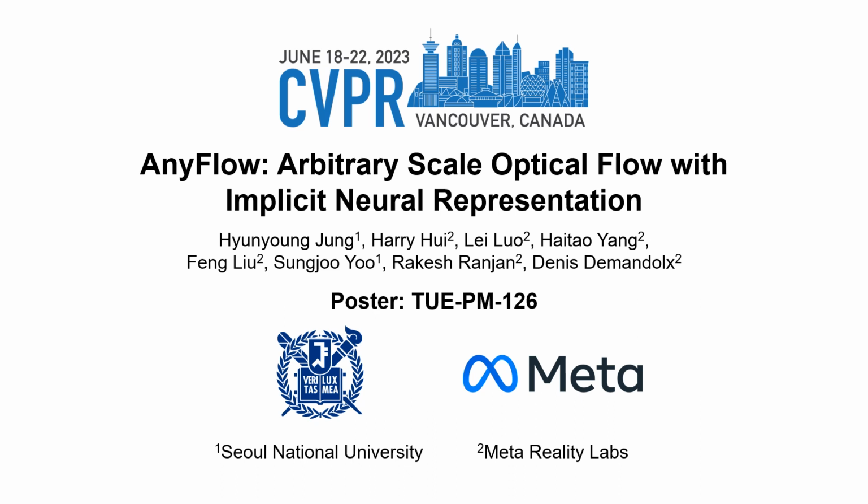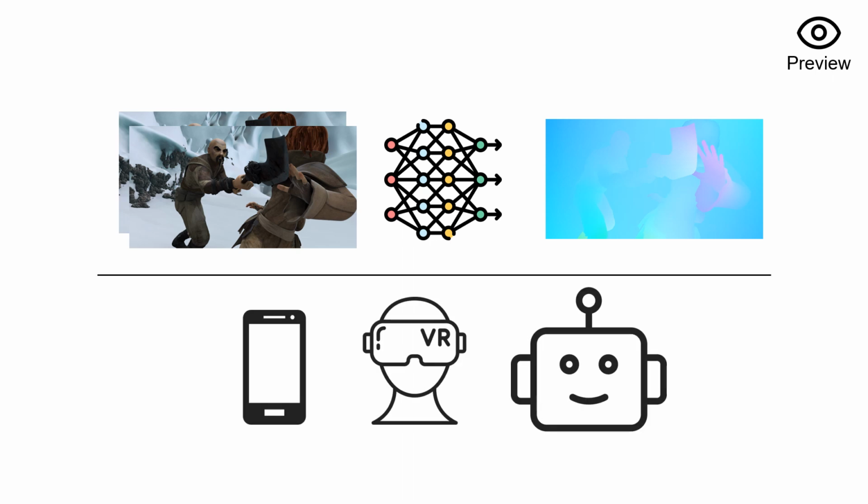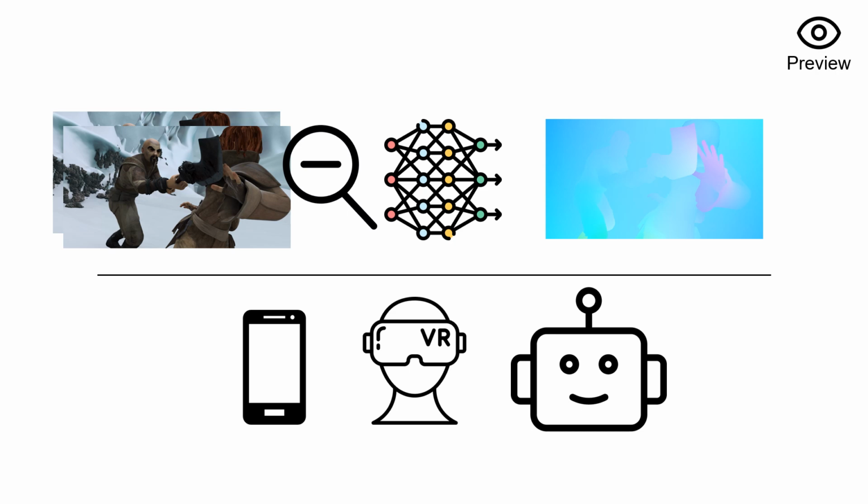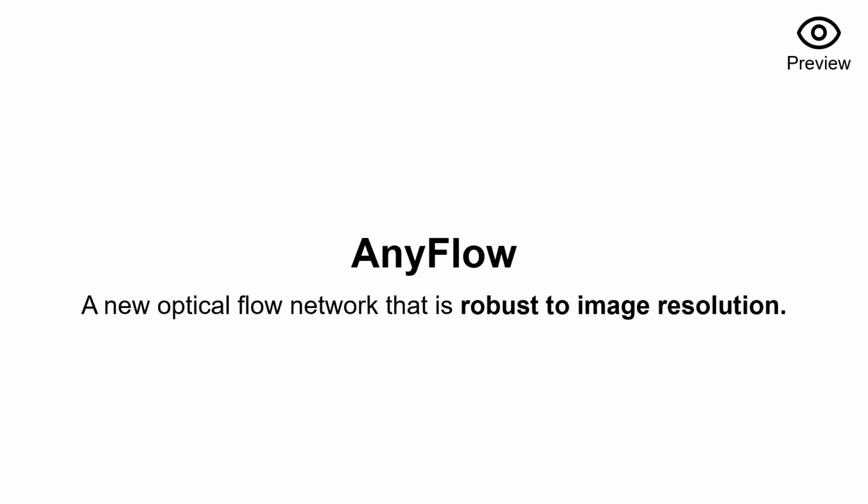We present AnyFlow, arbitrary scale optical flow with implicit neural representation. To apply optical flow in practice, it is required to perform image downsampling in order to reduce computational costs. AnyFlow is a new optical flow network that is robust to image resolution.